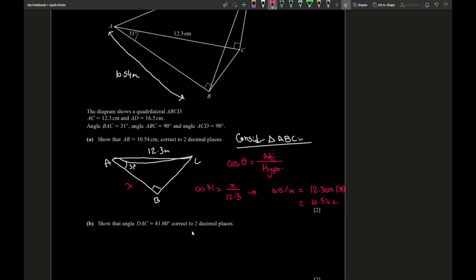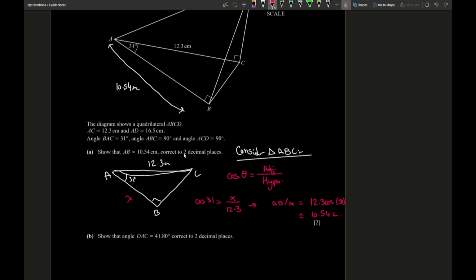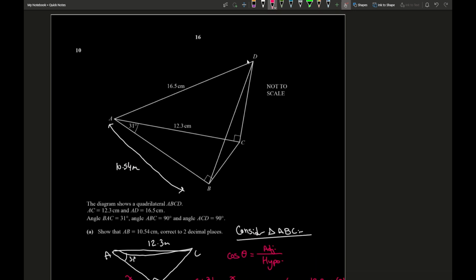Okay, for part B it says show that angle DAC is equal to 41.8 degrees. Angle DAC, where is that? Angle DAC, this angle right here. Let's call it theta. Okay. How do we prove that this is equal to 41.8 degrees?